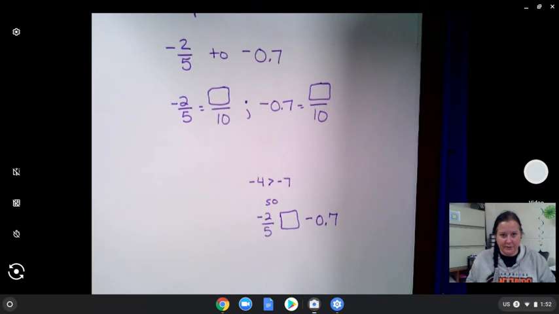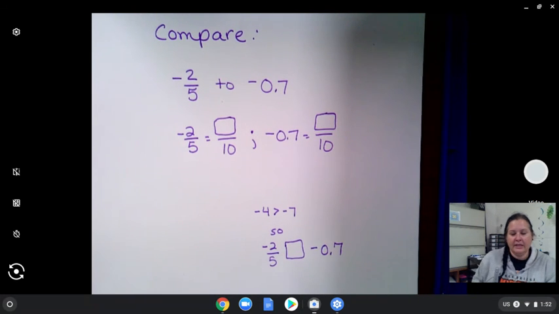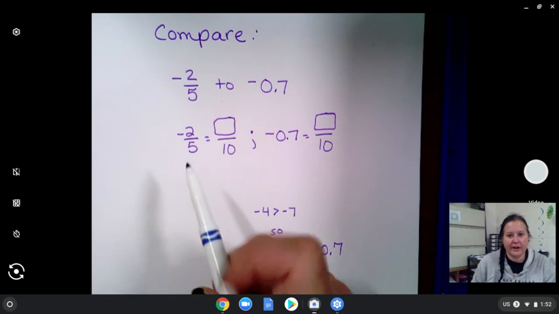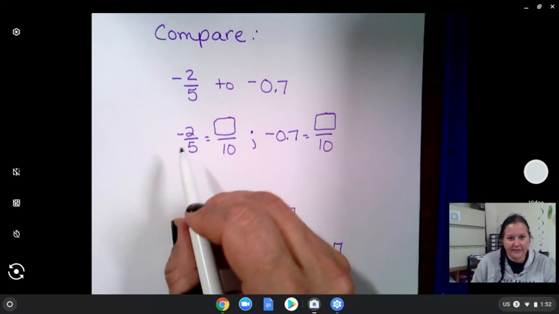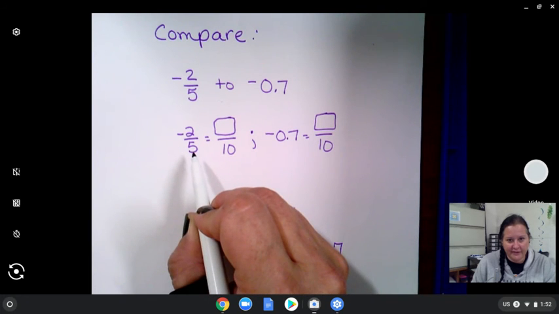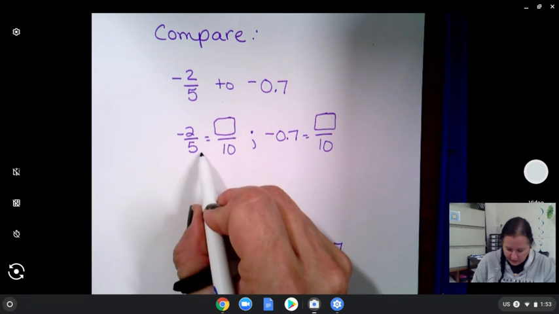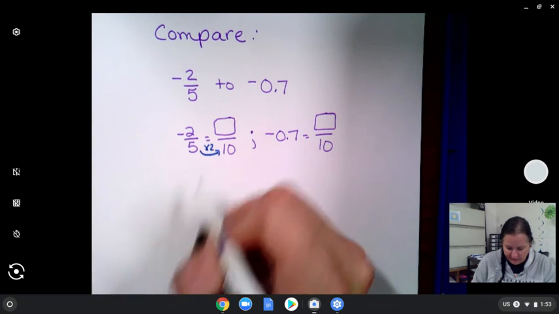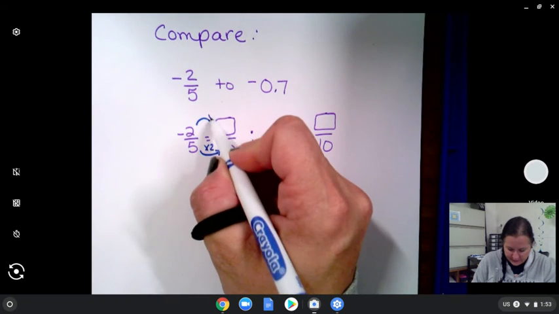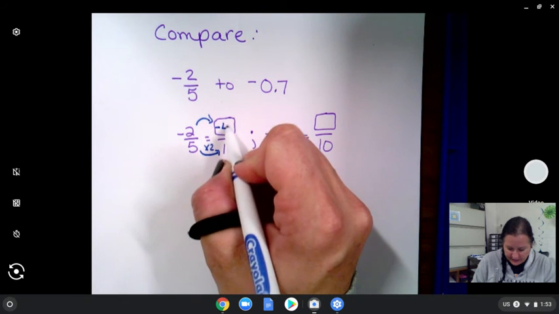So today what we're going to do is compare negative numbers that are decimals and fractions. And it's always important to compare apples to apples, or fractions to fractions, or decimals to decimals, right? So in this one, we are going to compare these, and I'm going to put them both into tenths. So I have a -2/5. Well, to make this 5 into a 10, I multiply by 2. Whatever I do to the bottom, I must do to the top. So a -2 times 2 is a -4.